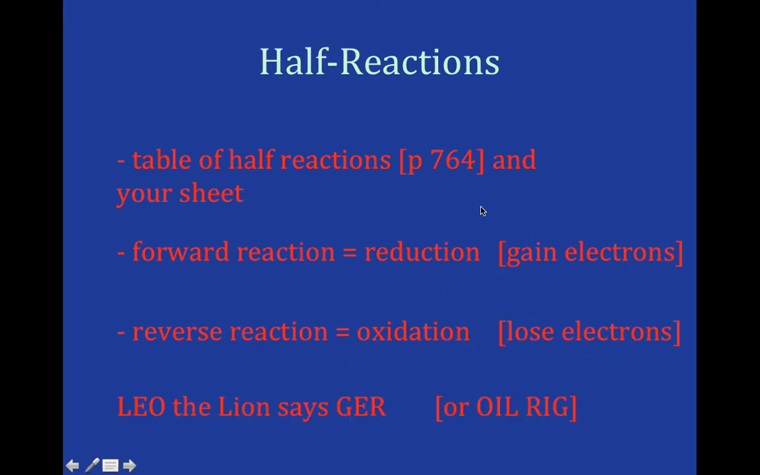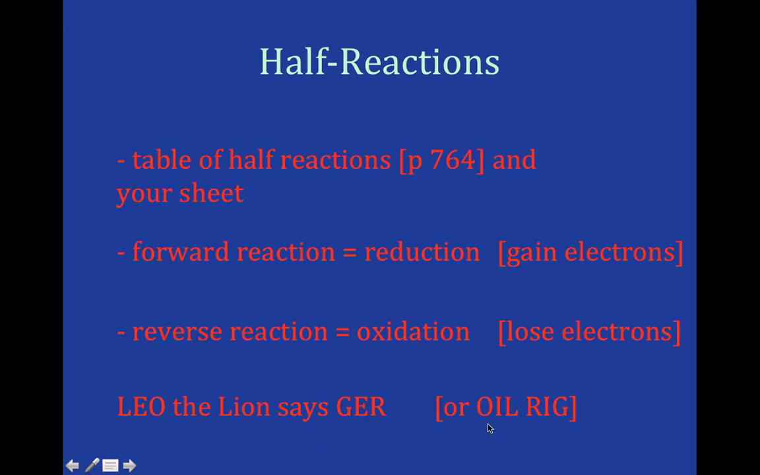So there are ways of remembering this. Leo the lion says grr. Believe it or not, this is something we use in Chemistry 12. Loss of electrons is oxidation. Grr, gain of electrons, is reduction. So if you're struggling with this, Leo the lion says grr.